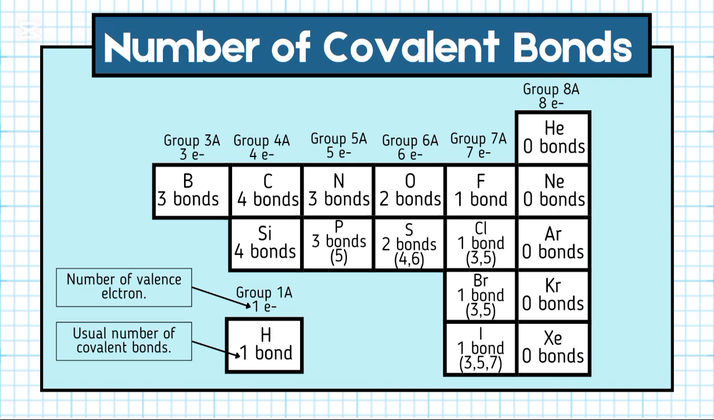Now for the last group, which is group 8A, it has 8 valence electrons, meaning that the octet is already formed. And having 8 valence electrons in its outer shell means that it is also already very stable. Hence, the elements that belong to this group are also called noble gases. These elements are helium, neon, argon, krypton, and xenon. These elements already have a complete valence shell, therefore they cannot form any bonds.